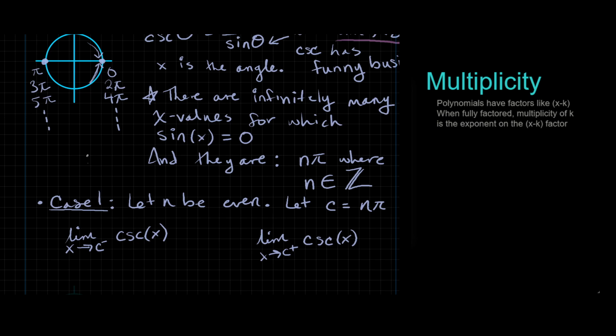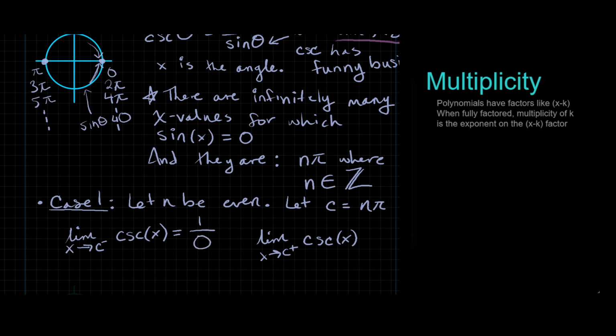All right, why does that matter? Because down here, sine is negative. So as x approaches c from the left, sine is negative. Therefore, 1 over sine is also negative.